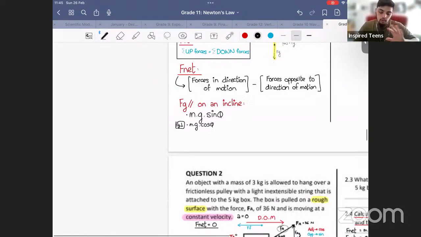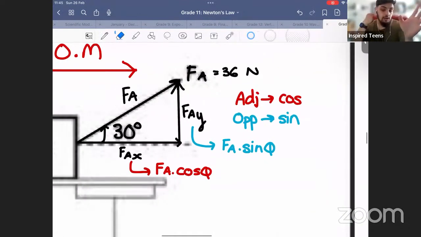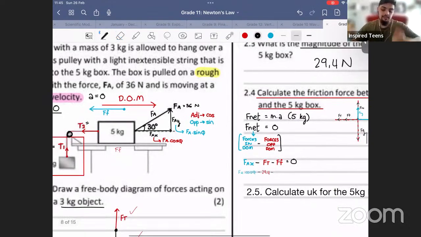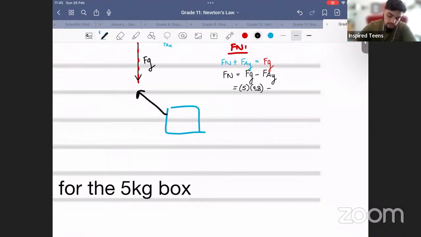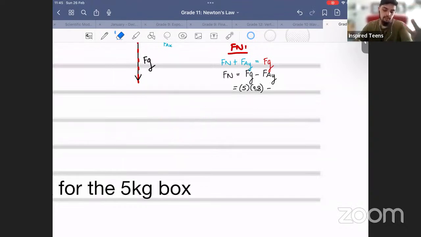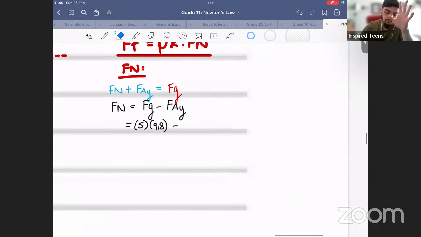Don't make your life hard, because it may seem like it's making your life easier to just memorize that this component is that and this component is that. But the questions change. It might seem right in the first few examples that you do and it works, but then in the exam you get a box like this, and then they give you some funny applied force that way, but the direction of motion is that way. Then you're going to be in trouble, because now it's slightly different. So let's not put ourselves in that situation.